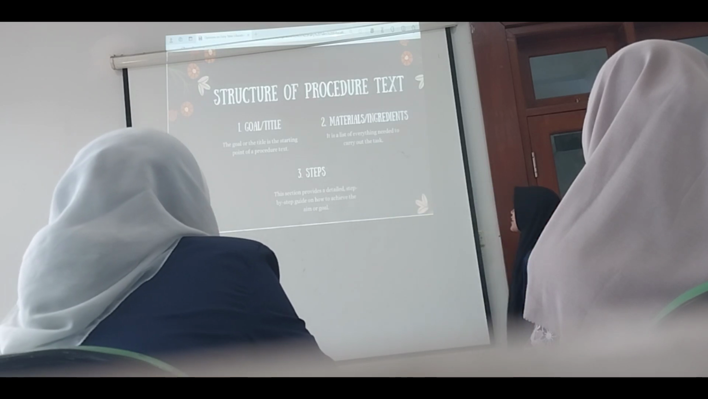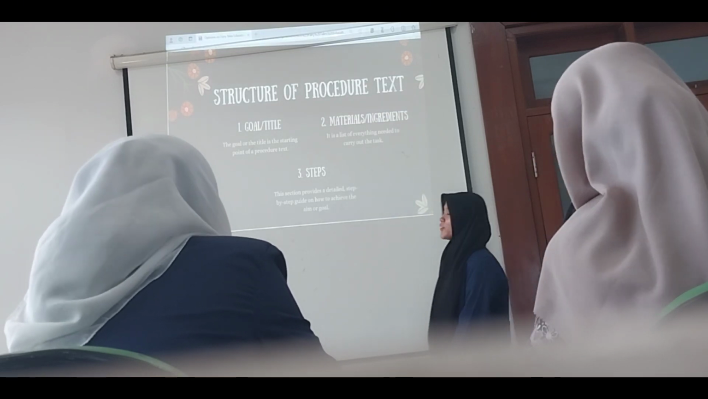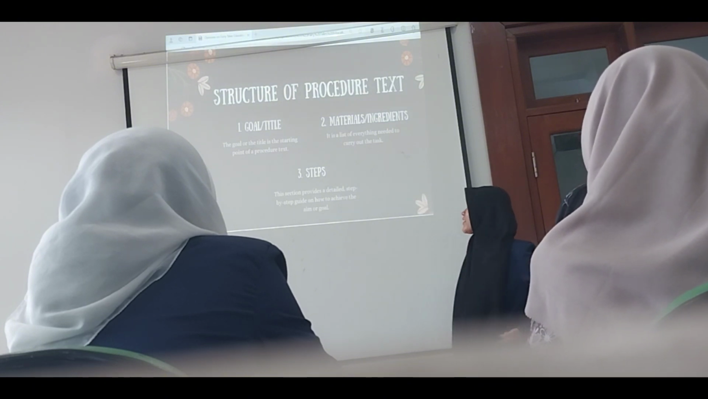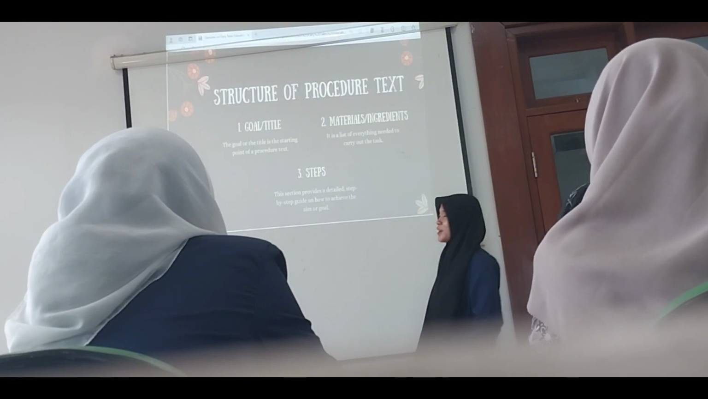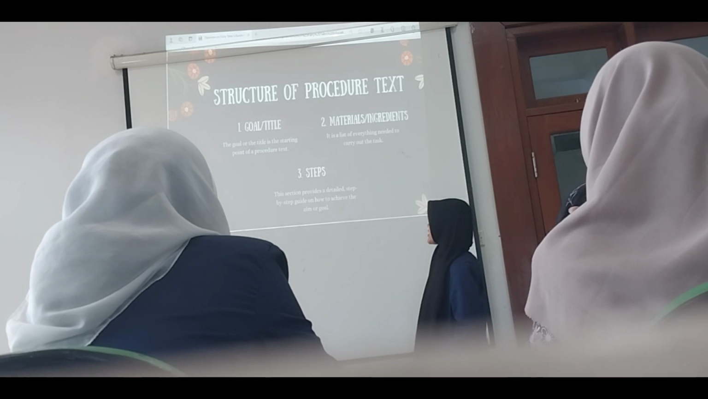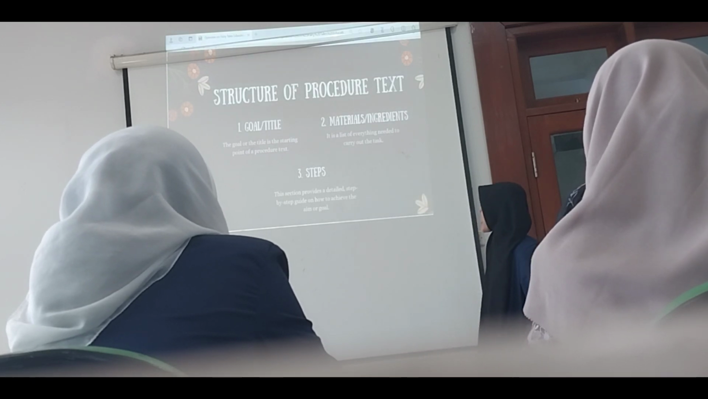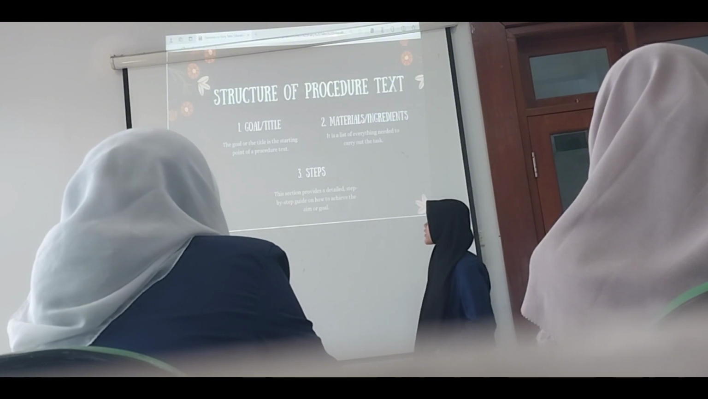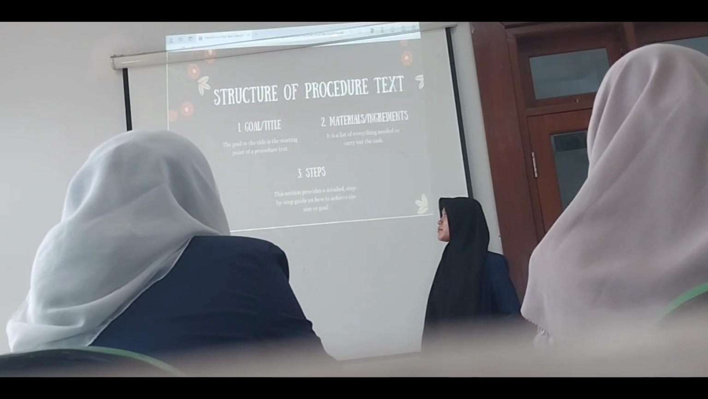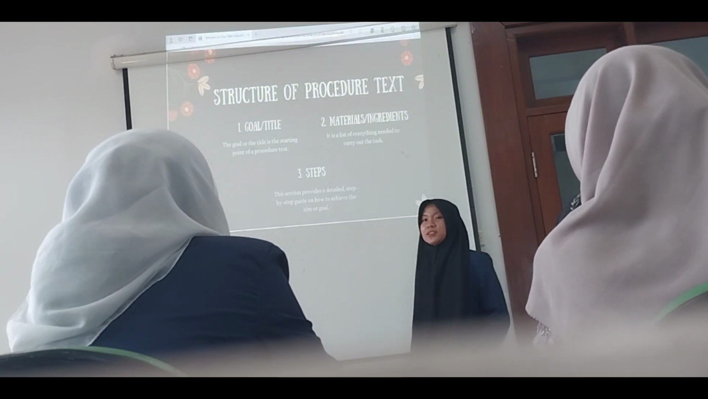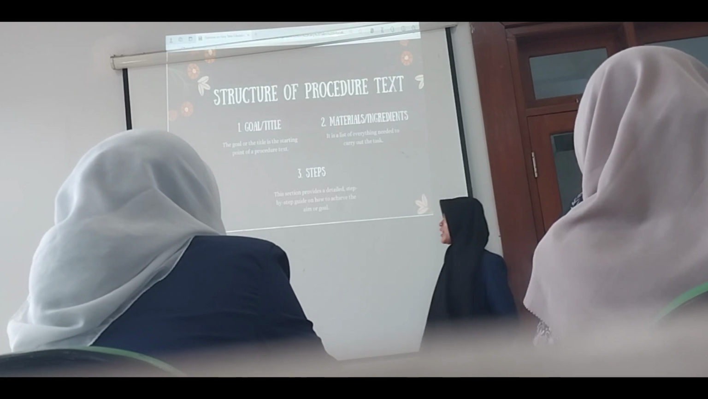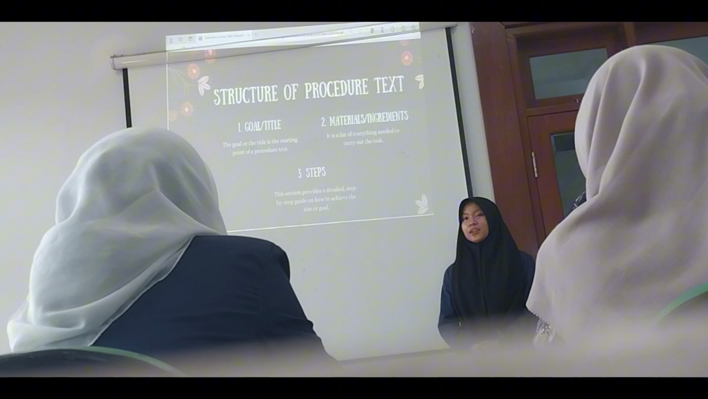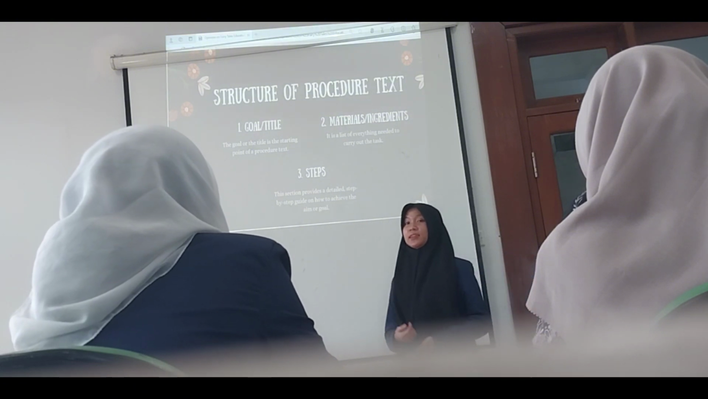Next, the structure of procedure text. How many are the structures of procedure text? Three. What are they? Number one, goal or title. Two, materials or ingredients. Number three, steps. Now, the goal or the title is the starting point of a procedure text. It sets the stage by providing a clear statement about what the reader is trying to achieve by following the instructions.